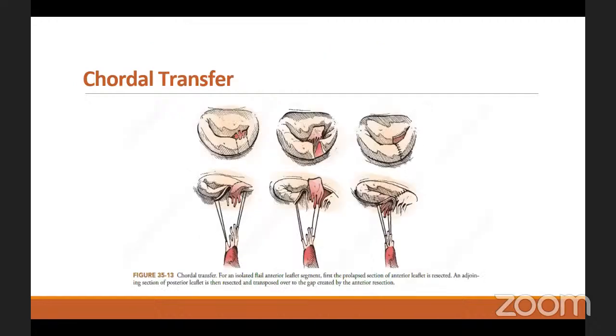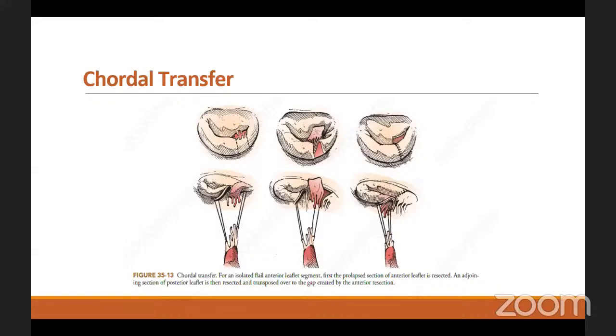So for the chordal transfer, it's also not being used these times. What's this? The posterior leaflet. This is the posterior leaflet. This is the anterior leaflet. So we take one small part of the posterior leaflet with its chordae and transfer it to the anterior leaflet, and then we close the gap in the posterior leaflet and attach the part we took from the posterior leaflet to the anterior leaflet.